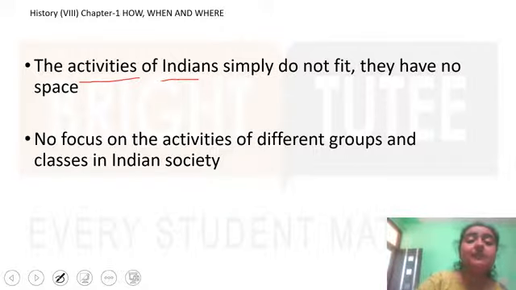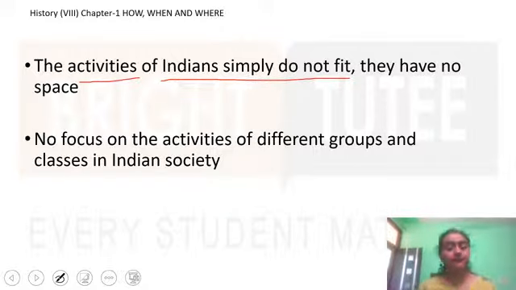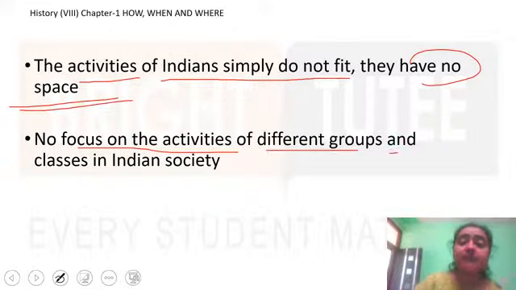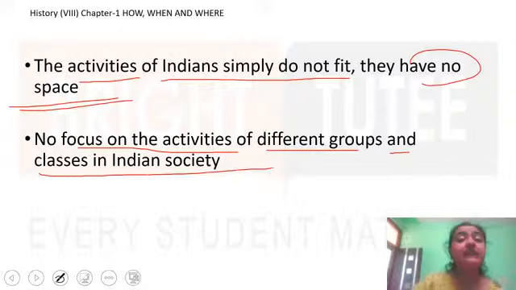The activities of Indians simply do not fit. According to them, Indians do not have their own history, and Indians had no place in writing history, or in writing the history of anything. And no focus on the activities of different groups and classes in Indian society. Students, this is very important.